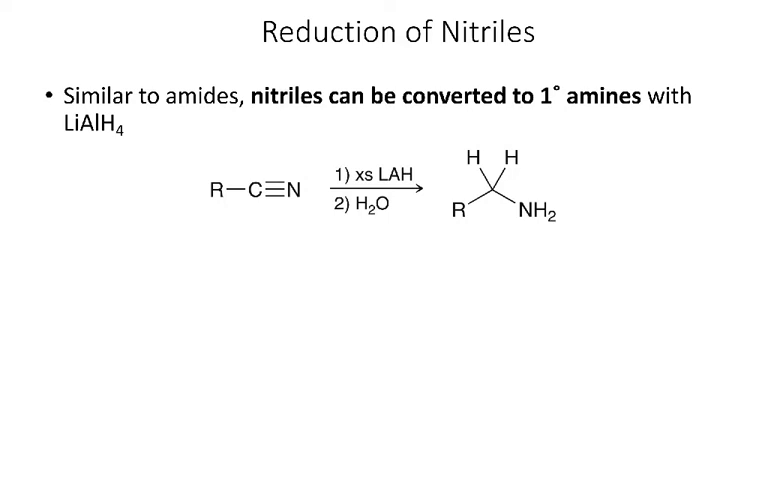Okay, and as we've seen with these other carboxylic acid derivatives, we can also react the nitriles and reduce them with lithium aluminum hydride. And just like the amides, the nitriles are converted to primary amines as a result of this reduction. So the acid halides, the acid anhydrides, and the esters are all converted into primary alcohols. The amides and the nitriles are converted to primary amines.